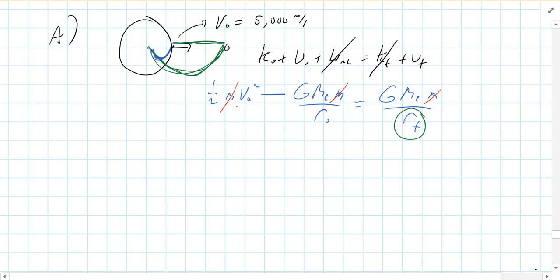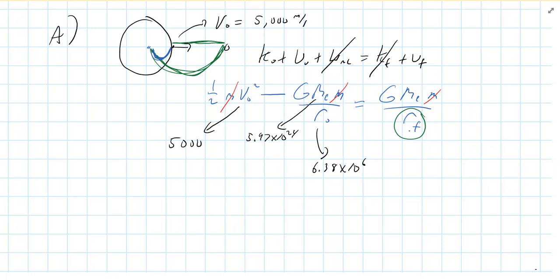Our values are, for v naught, 5,000. We know big G is 6.67 times 10 to the negative 11th. Mass of the Earth, we're going to use 5.97 times 10 to the 24th kilograms. R naught is 6.38 times 10 to the 6 meters. We're solving for r final, so basically what you're going to do here is plug and chug and carefully get r final.